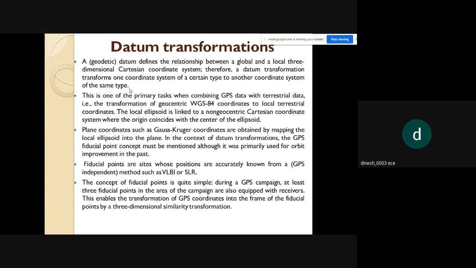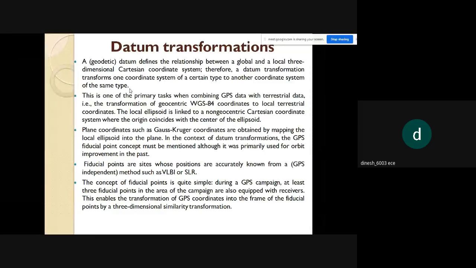A geodetic datum defines the relation between the global and these three-dimensional local coordinate systems in the form of a rectangle. One is latitude, another one longitude, another one altitude. So the primary task when combining the GPS and the terrestrial is to transform the geocentric system of WGS 84 coordinates to the local terrestrial coordinates.